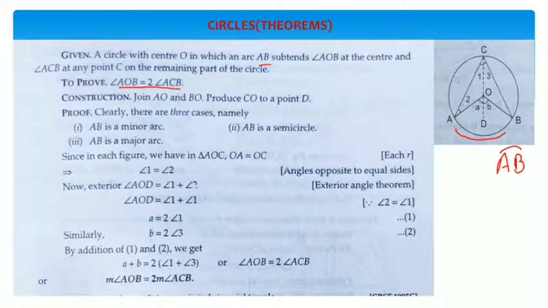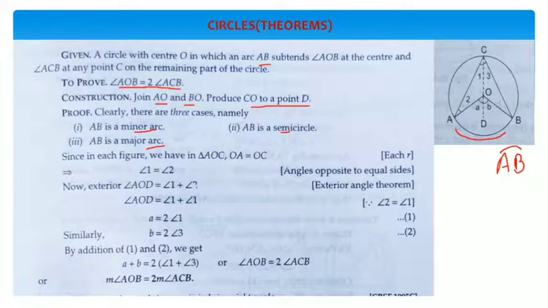Now for this we have done some construction. We have joined OA, OB and produced CO. CO we have produced to the point D. Okay, so this is our construction. OA, OB joined, and from C we have drawn a line passing through O up to the point D. Now let me prove the theorem. And the proof will be the same for all the 3 cases, whether it is for a minor arc, semicircle or major arc.